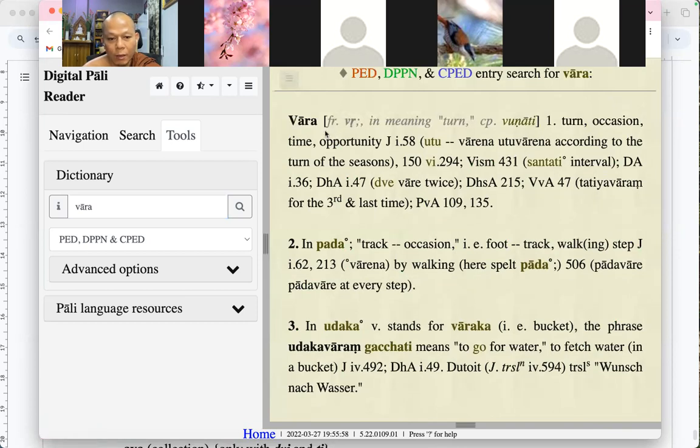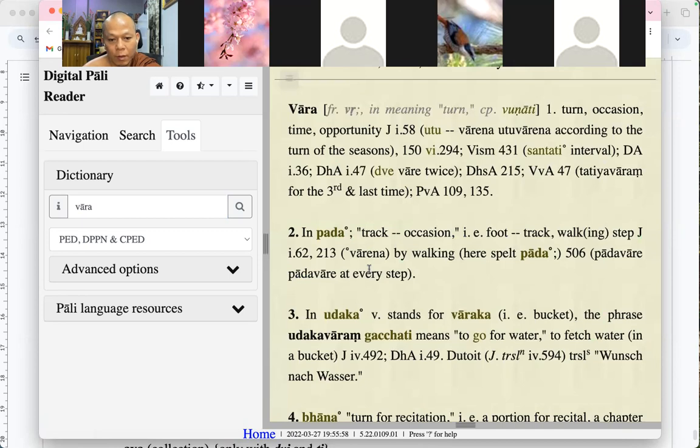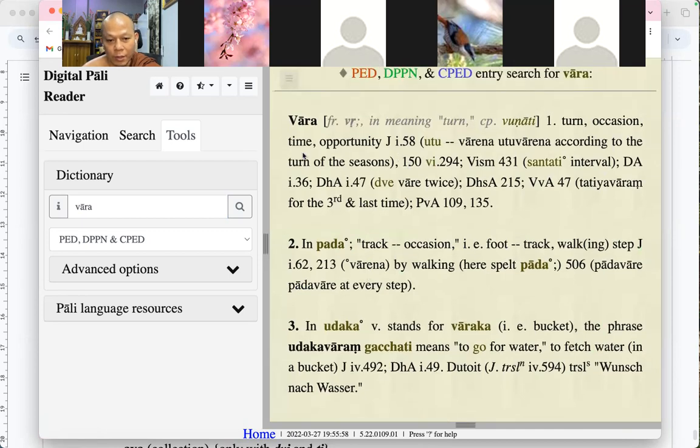So Wara is from... okay, based on the content here, it is not talking about the gender, but about time, opportunity, or occasion. And here, Tadia water, maybe that is just using so as an adverb for the third time or for the last time. That is just an adverb. But here Dwi Wari, twice, in this we can also see.